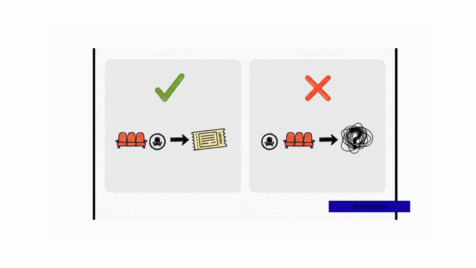That's a real seat. You can buy that ticket. But if we tried to do it the other way, B cross A, we'd end up with pairs like 1 comma A. What does that even mean? Seat 1 row A? That's just gibberish. That seat doesn't exist. And this proves a really crucial point in math. A cross B is not the same thing as B cross A.